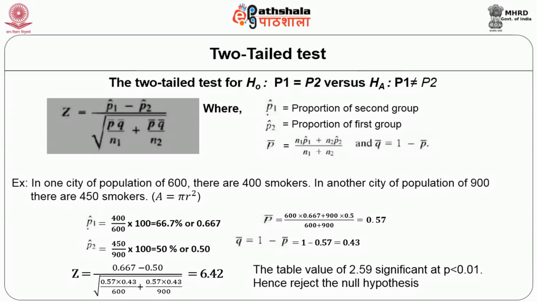If you compare this with the table value of 2.59, which is the 1% significance level, it is highly significant. This indicates that the prevalences of smoking in the two cities are statistically different, and that the first city, with 400 out of 600, is statistically significant when compared to the other city, indicating that there are more smokers in the first city than in the second city. These are the tests you can use for calculating the significance between two proportions, which we call a Z test.